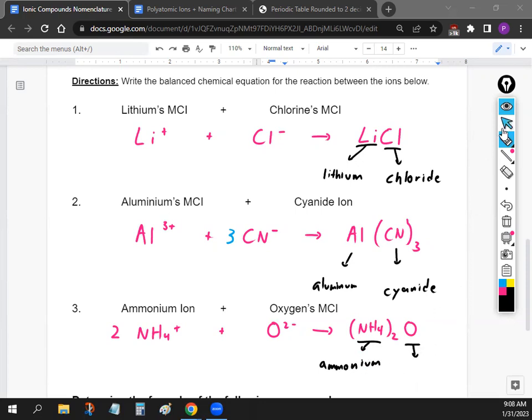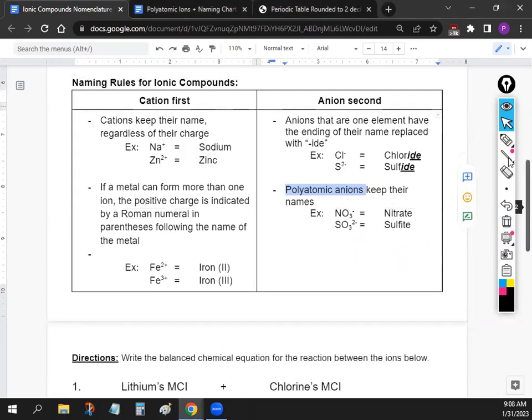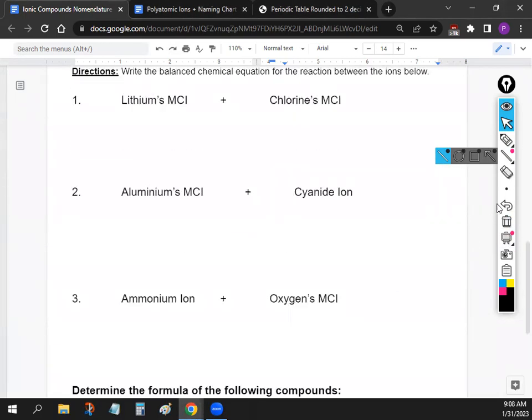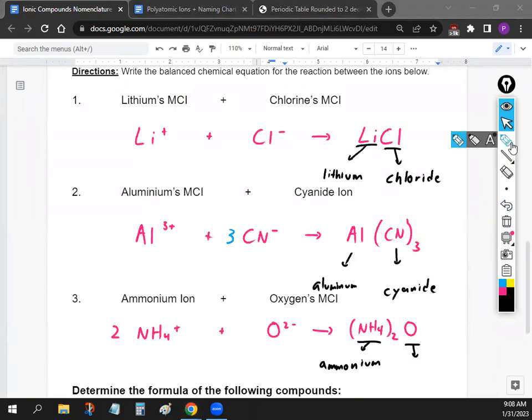Okay, and if you take a look at oxygen, oxygen is just 1 atom, so we have to change the ending to IDE. I didn't tell you guys, oxygen is the one that's a little bit weird to name, but it's just going to be oxide. I know some people write oxide, and that's a good guess, but it's just going to be oxide. Okay, so ammonium oxide.